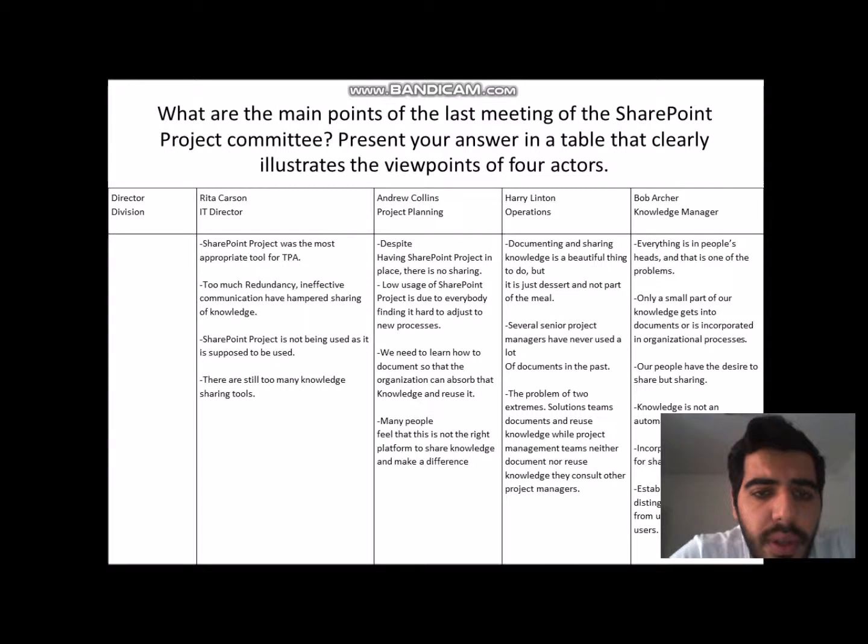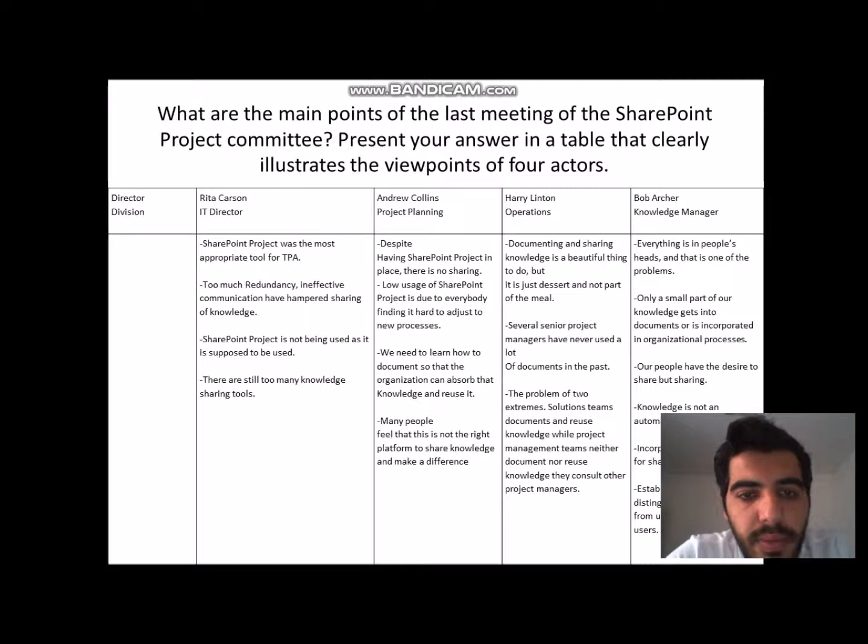Rita Carson implies that the SharePoint project was the most appreciated tool for TPA. Too much redundancy and ineffective communication have hampered sharing of knowledge. The SharePoint project is not being used and is supposed to be used. There are still too many knowledge sharing tools.